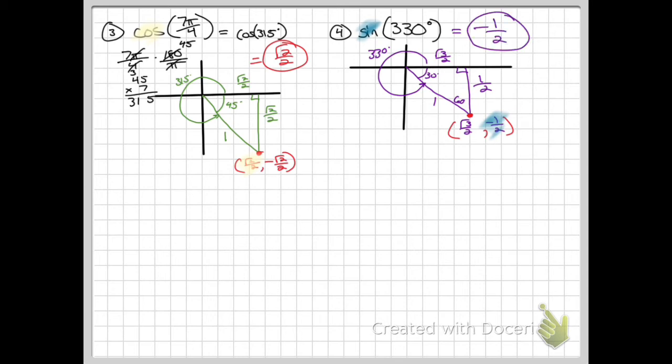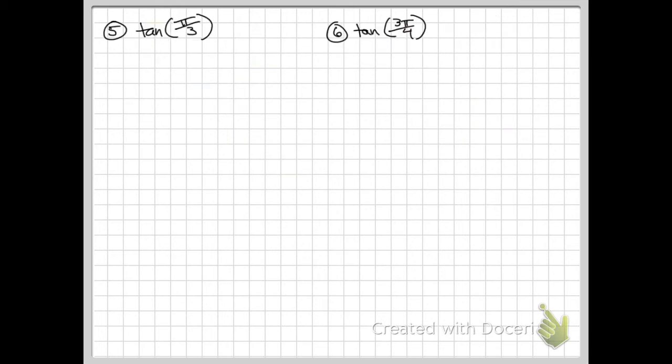This is kind of the reason we taught you everything we've taught up to this point, is to be able to do these little tiny questions. Okay, tangent now. Remember, tangent was y over x, but we start out the same way. We've got to find the coordinates. So if you don't know where pi over 3 is, start by converting it to degrees. 6 goes into 180 60 times. This is the same as tangent 60.